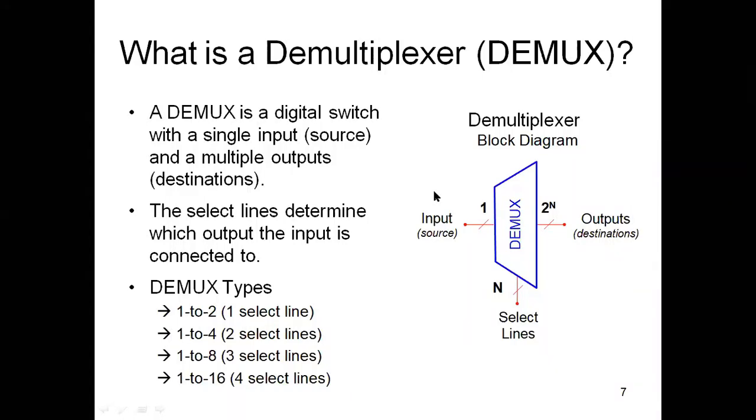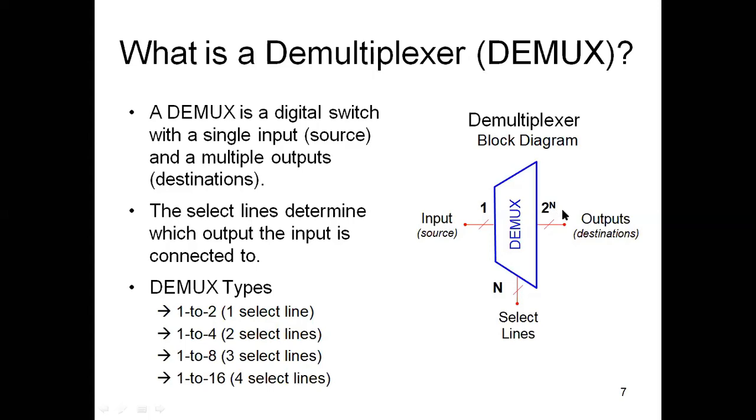The last topic in this unit is the demultiplexer. A demultiplexer is the inverse operation of a multiplexer. In a demultiplexer, we pass only one transmission line as input, that is a single input, and it produces 2 power n outputs.